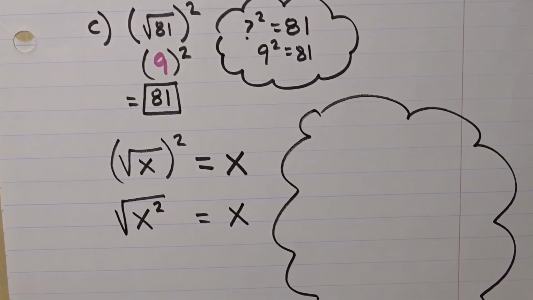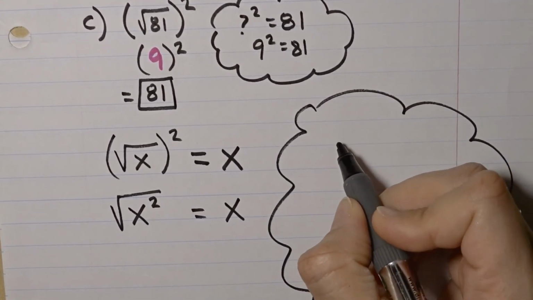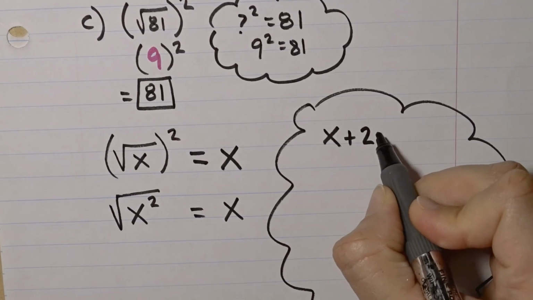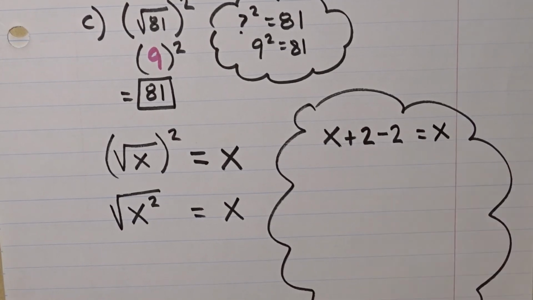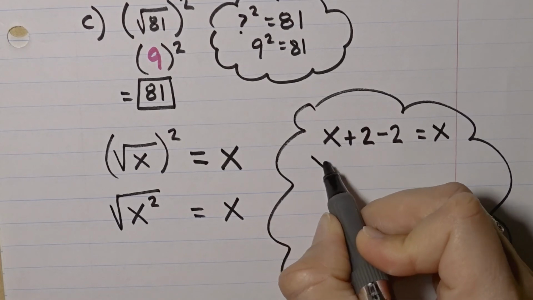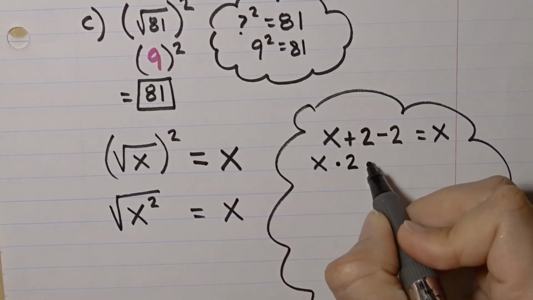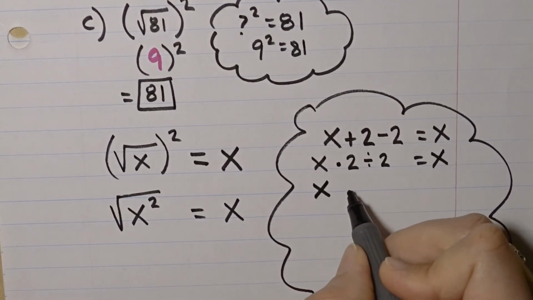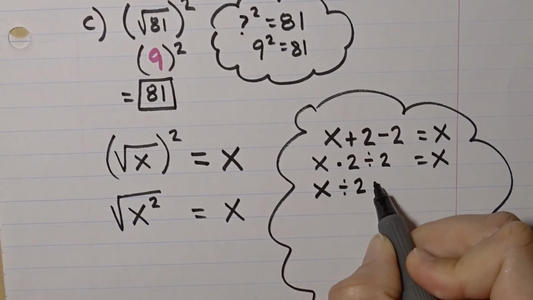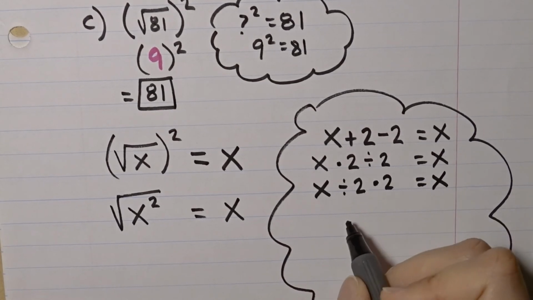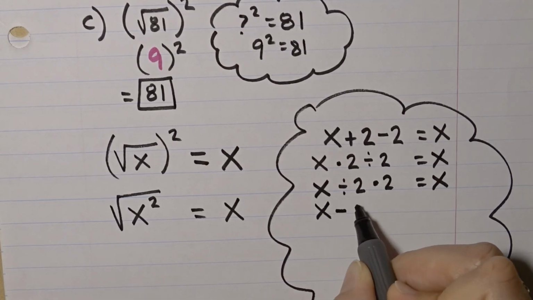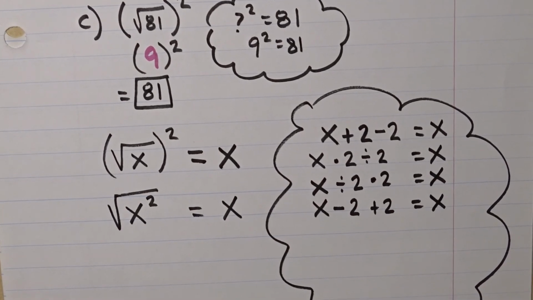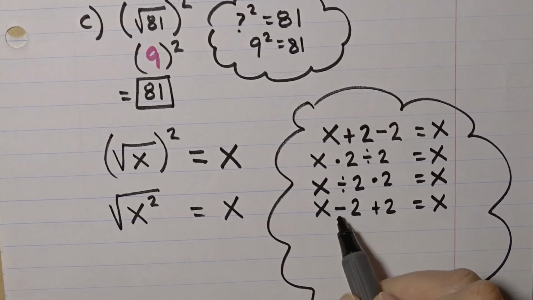Okay? When you had x plus 2, and we ended up doing minus 2, you got x back. When you had x times 2, and then you divided by 2, you got x back. When you started with x, and you divided it by 2, and then you multiplied it by 2, you got x back. These were called inverse operations. If you had x, and you took away 2, and then you added 2 again, you got x back. So these are all inverse operations. When you add and then you subtract, those are inverse operations.